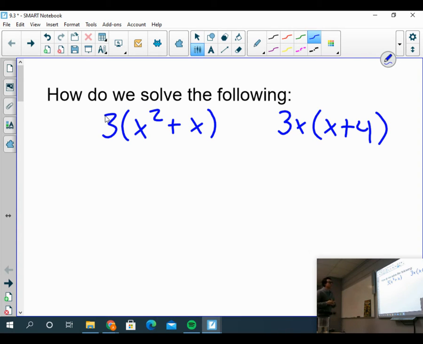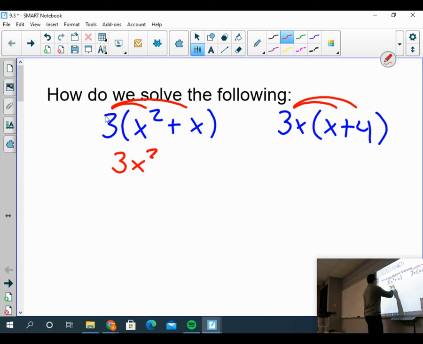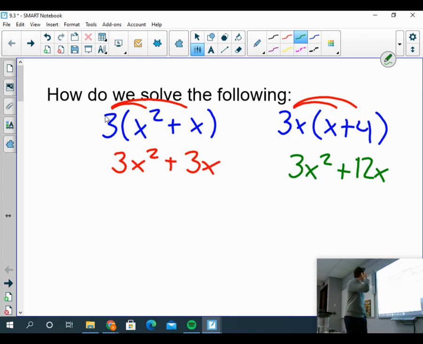Okay? Hopefully you've given that a shot at this point. And what I hope you did is kind of like we were doing with our monomials and polynomials in 9.2. I hope when you see something outside the parentheses being multiplied, you distribute it to everything in the parentheses. So this first one would become 3x squared plus 3x. This one over here would become 3x squared plus 12x. Okay? When we see something outside the parentheses, we distribute it. Kind of a little blast from the past.